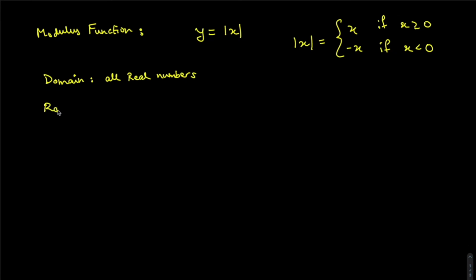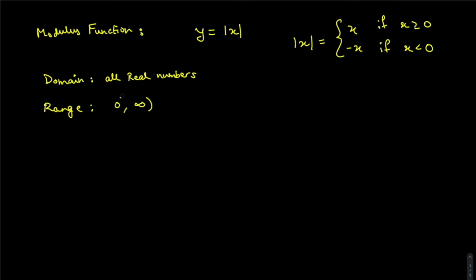Now the range is not all real numbers, because remember what I said about modulus. Modulus is always positive, so the smallest value you can get is 0, and all positive numbers. Our range is from 0 to infinity. With infinity, we always use a parenthesis, not a curly bracket. A curly bracket is this, not this. So I'm going to say parenthesis every time.